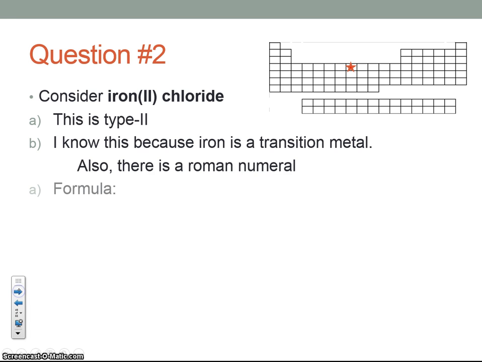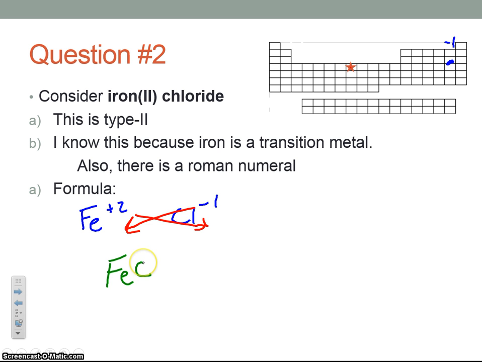Now, when it comes to the formula, this is iron 2 chloride. So iron 2, what's the charge of iron 2? Well, it's 2. That's why we call it iron 2. Chlorine, look at the periodic table. Chlorine's about, what is it? It's about right here, I think. Chlorine's up here in the -1 area. When I cross, FeCl2.